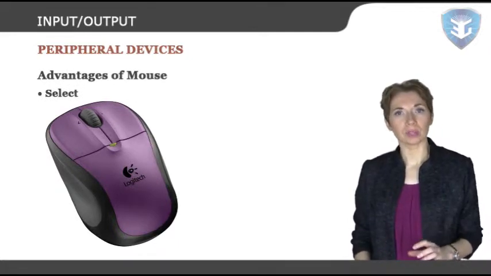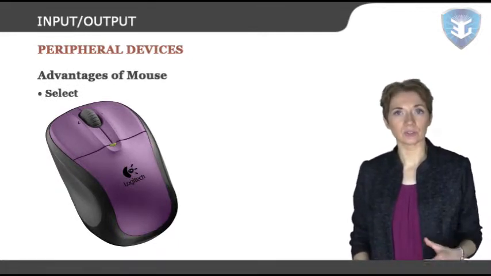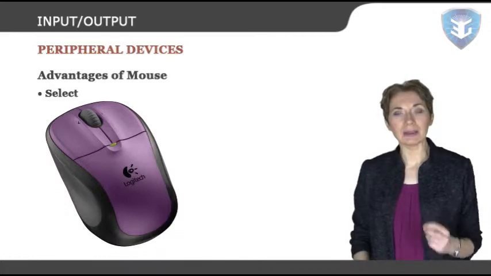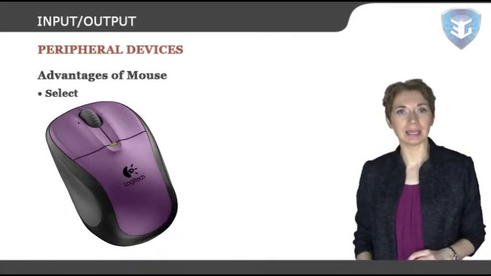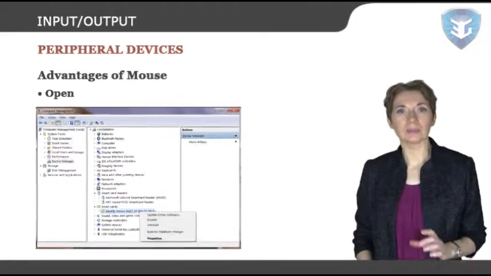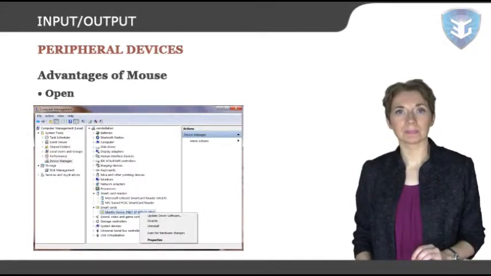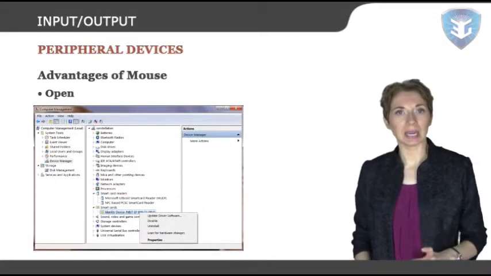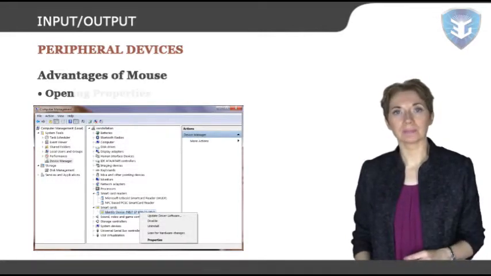When the mouse pointer is on top of an object on the screen, click the mouse left button once to highlight the item. Open. Click the left mouse button twice quickly. Double-click to open the icon, program, or document.